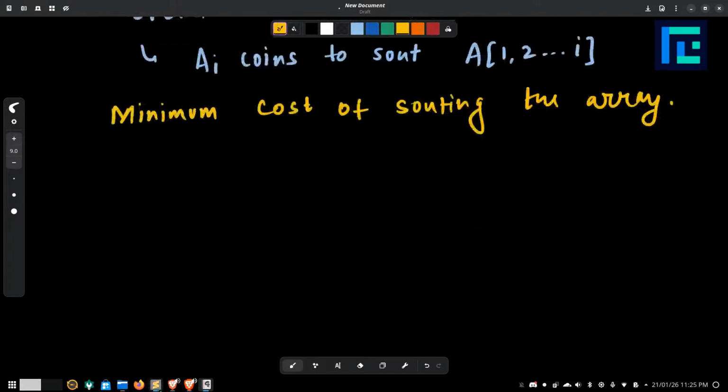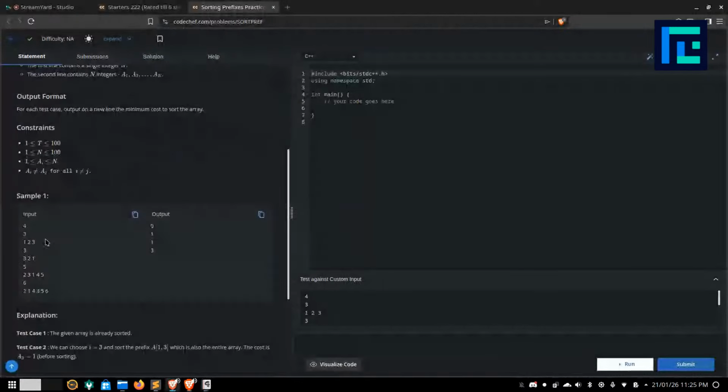So let's see the test cases for this. The first test case is 1, 2, 3, and since this is already sorted, we don't need to perform any operations. So the cost of operations would be 0.